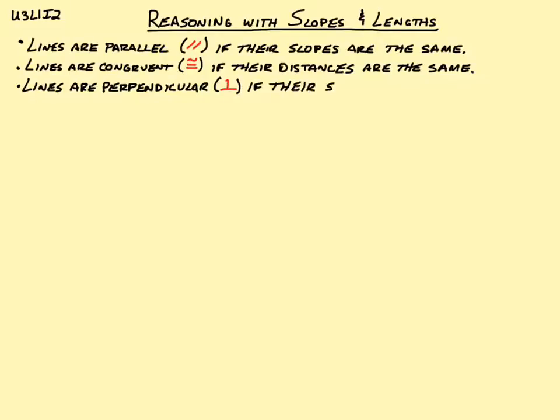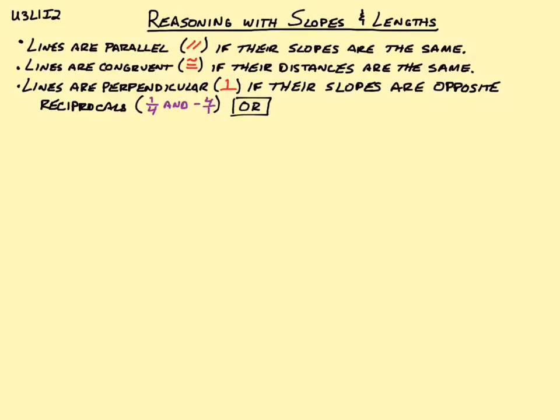And we know that they are perpendicular if their slopes are opposite reciprocals. What that means is if we have something like positive 1 over 4 and negative 4 over 1, those are opposite reciprocals. They've got opposite positive and negative signs, and they are reciprocals of each other. Or we can also say that lines are perpendicular if the product, which is multiplication, of their slopes is -1.